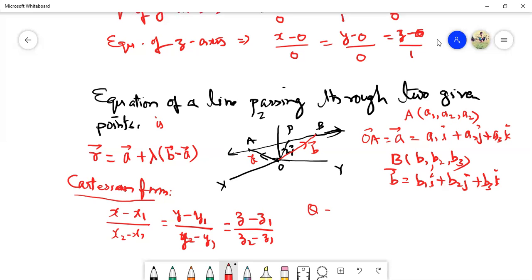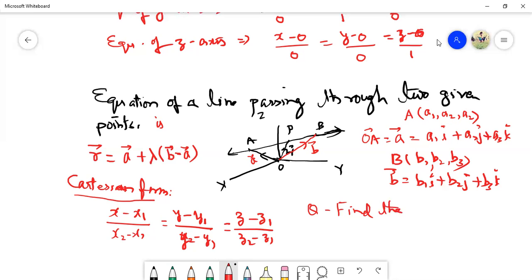Okay, so we can find the line through 2 points. Now the angle between two lines will come next. Before that, we have to practice some questions. I am writing one question here. You can practice this question and then come to the next class.